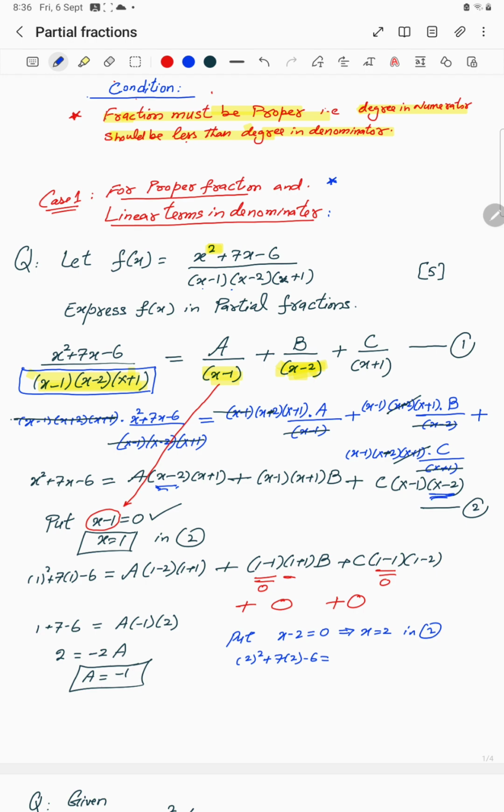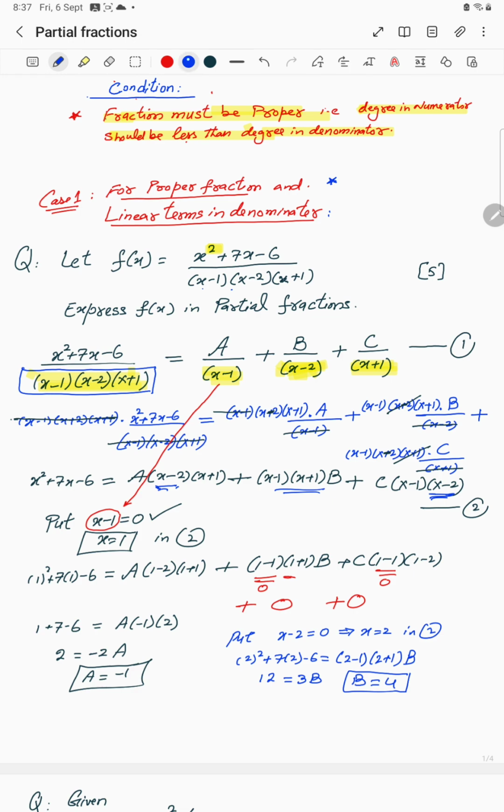Only the result with B will be alive, that is 2 minus 1, 2 plus 1 times B. So simplifying, 4 plus 14, 18, minus 6 becomes 12 equal to 3B. So B comes to be 4. And finally, C is left, and what is the term in the denominator of C? That is x plus 1, equate this to 0.